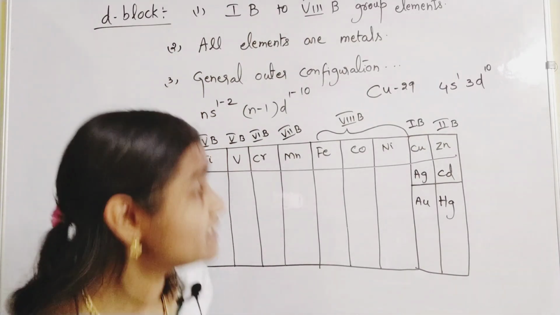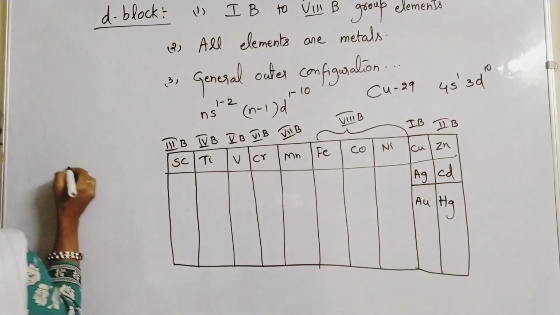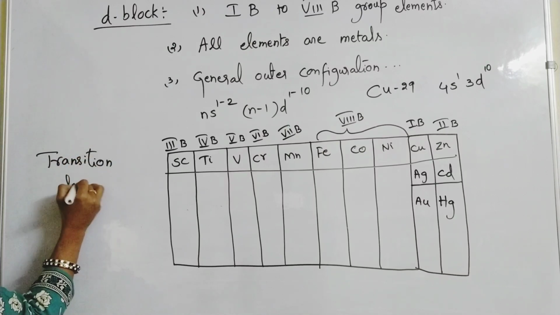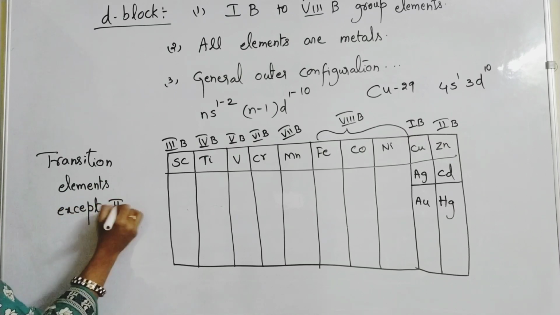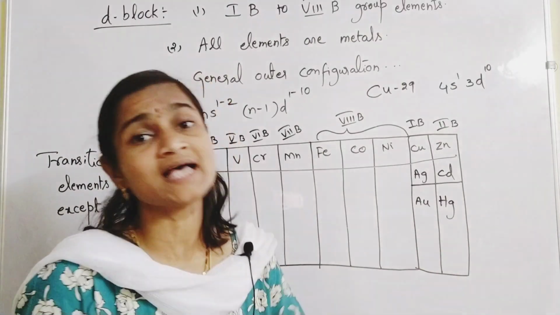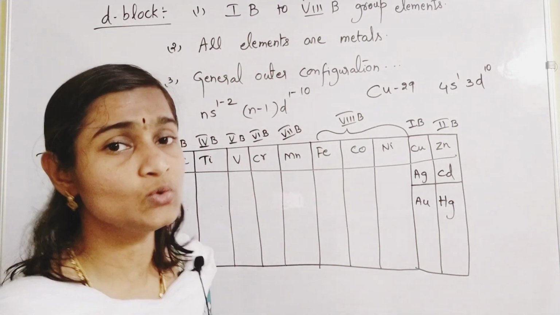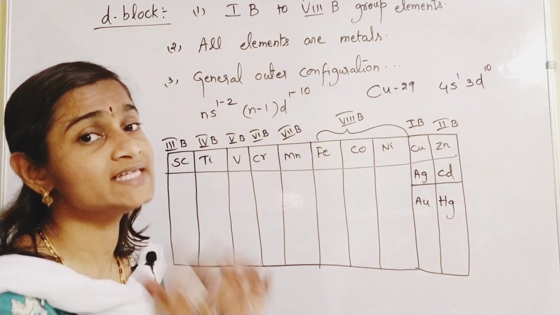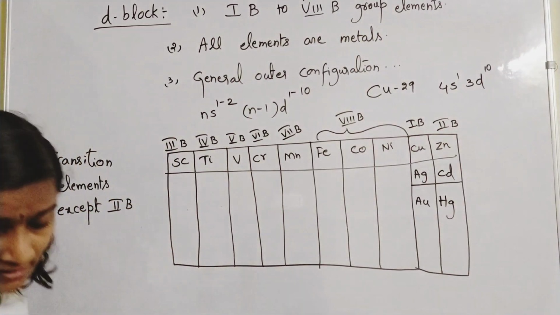D block elements are called transition elements, except the 2B group. The 2B group has a completely filled D subshell and they don't exhibit the properties of the other elements of the D block. That's why they are excepted. The remaining all are called transition elements. They exhibit properties in between S and P block. So these are D block elements.